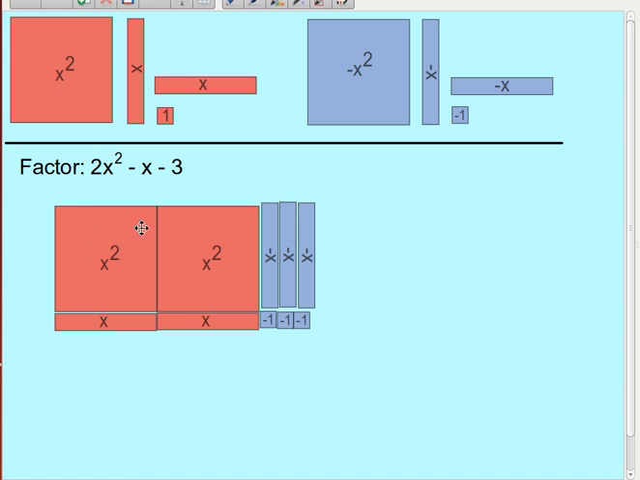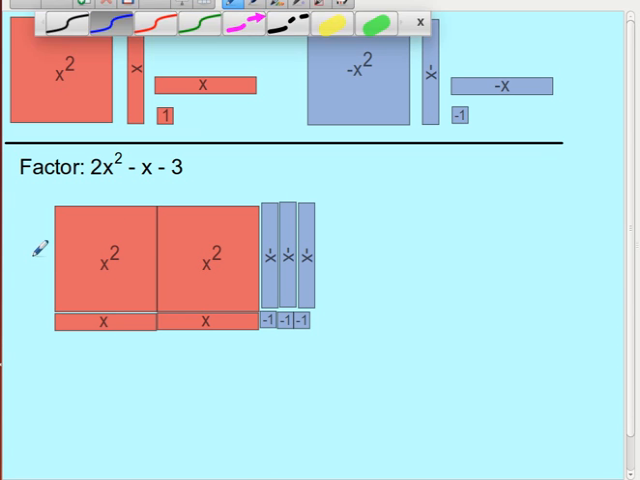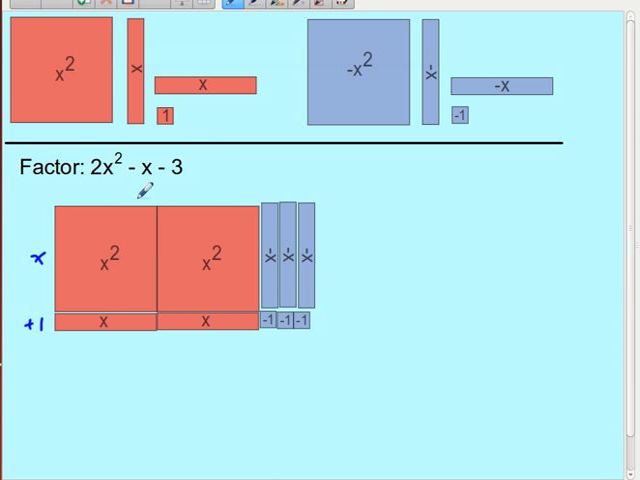And we want to check this, so we've got our x times x is x squared. This is plus 1. So here we have an x, here we have plus 1. Here we have an x, here we have an x, here we have negative 3. And then this negative 3 times this positive 1 is negative 3. So that works. So along the top I have 2x minus 3, and along the side I have x plus 1. It doesn't matter the order that I write these two factors. I could read it along the side first and then along the top, or along the top and then along the side.